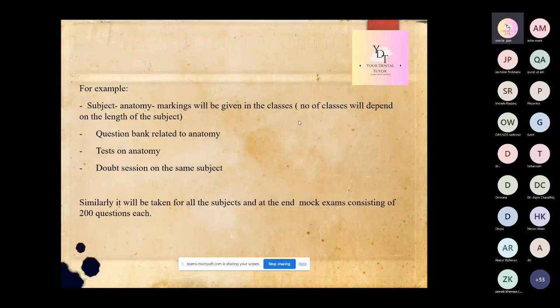At the end of a week, or the time which has been allotted to that subject, we will take a unit test based on that particular topic. It would consist of 30 to 35 questions which need to be solved in a particular time frame. After that, we conduct the doubt session on the same subject. This goes on with every subject till we complete our course. And at the end of the course, we conduct the mock sessions where 200 questions need to be solved in 3 hours, similar to that of ORE and LDS.